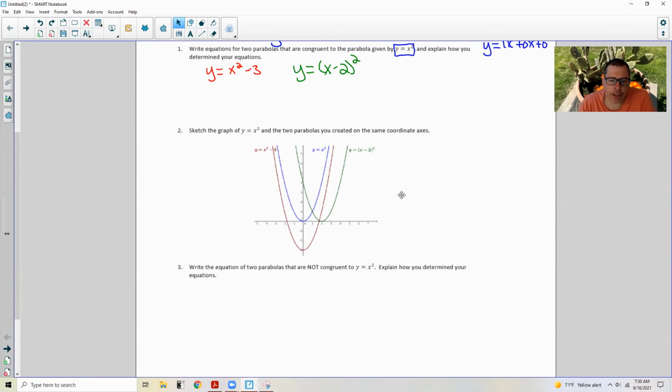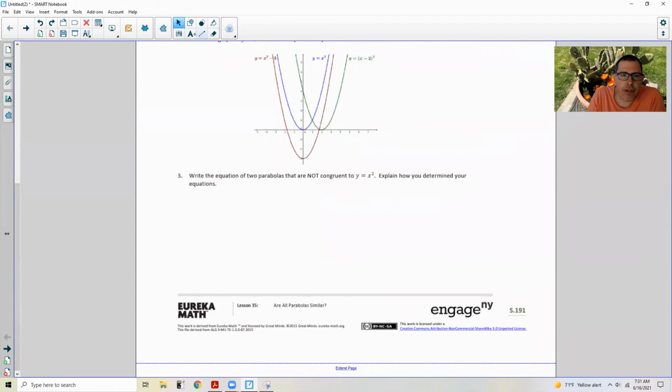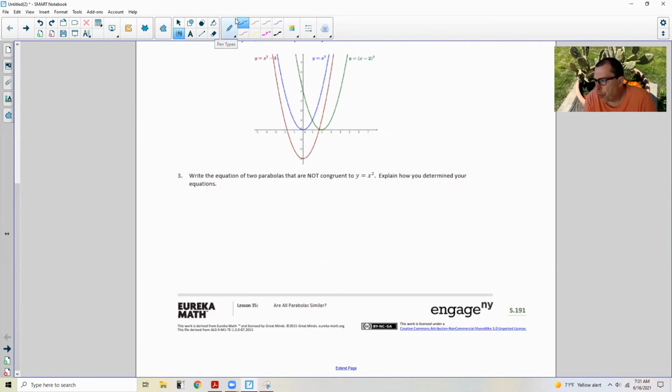Number 3 says to write the equation of two parabolas that are not congruent to y equals x squared and explain how you determined your equation. Okay, so from lesson 34, we learned that the leading coefficient is 1 over 2p, okay? So if we have the function y equals 1 over 2p times x squared, and let's not worry about shifting right, left, up, or down, we're just taking that parent function and making it not congruent to the parent, okay?